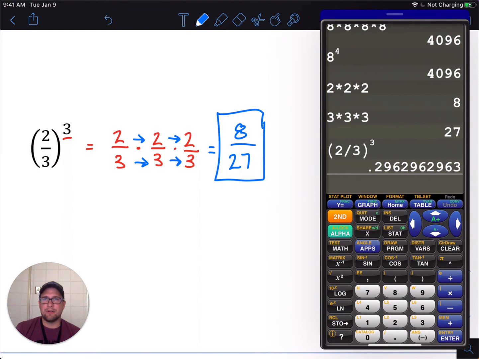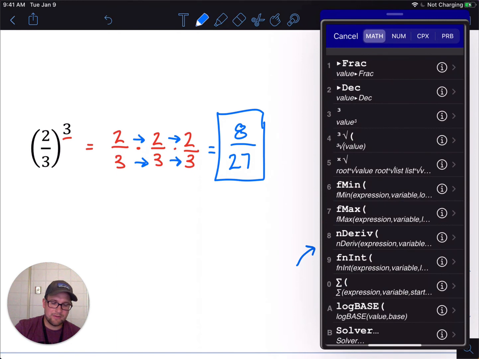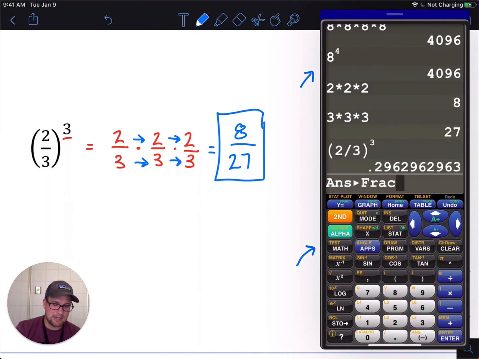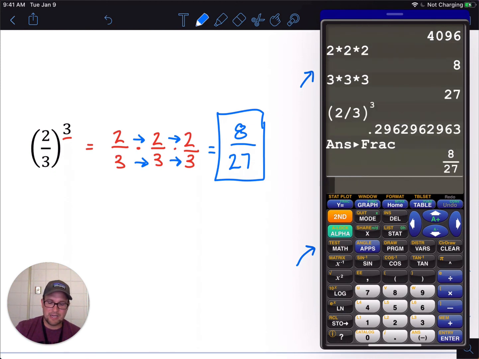Now, many calculators, and you may well know this, have a way of turning a decimal into a fraction. In my particular calculator, if you hit the math button, which is located right here, and you hit the fraction button next, which is that top entry, and you hit enter, this will transform a decimal into a fraction. And when we do that, we do see that we get 8/27 as well, which would be our final answer.